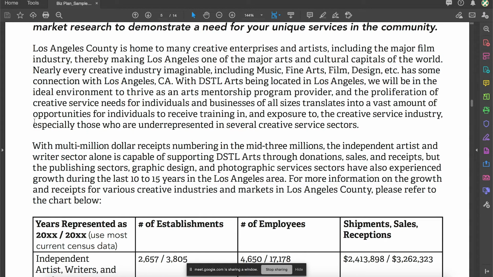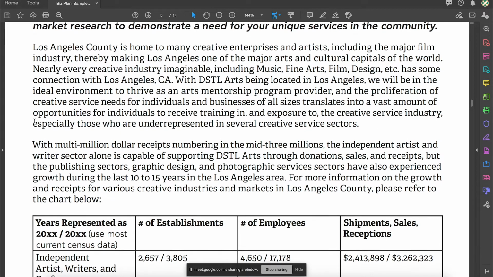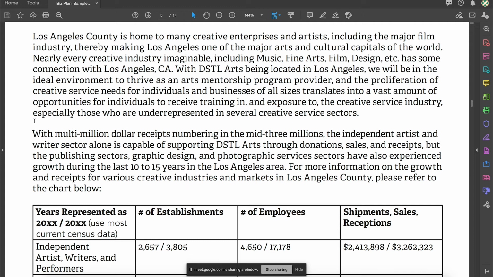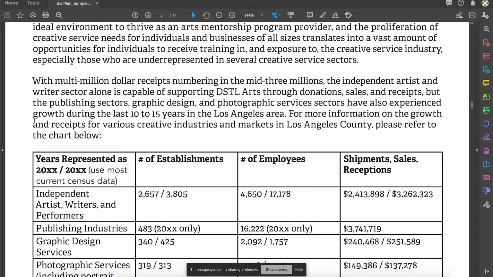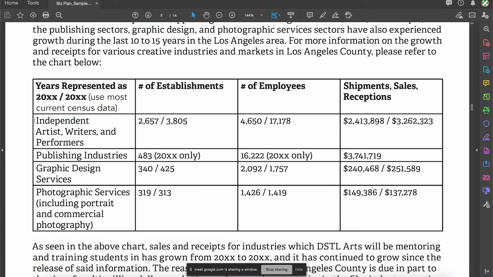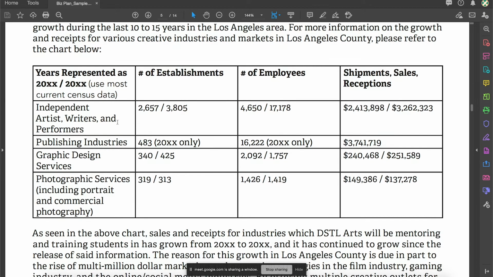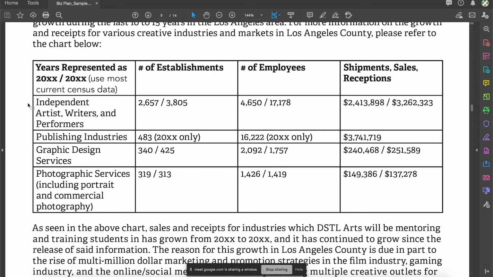Here for DSTL Arts, I did talk about LA County being one of the cultural capitals of the world. Obviously, we have Hollywood and all sorts of other arts-related businesses and people working and living in the area. So in that sense, if you look up the census data, you can find things that show you how those businesses have grown over the last several years and how there is money to be made in this particular sector. This information is old, but I have this here as an example of the type of money and the number of jobs that actually exist in LA County in the arts.